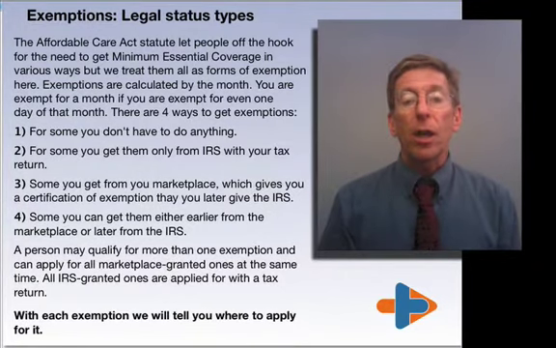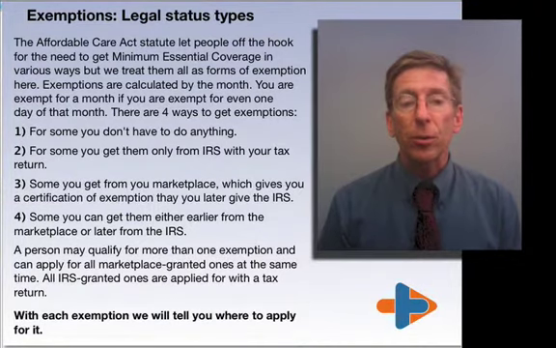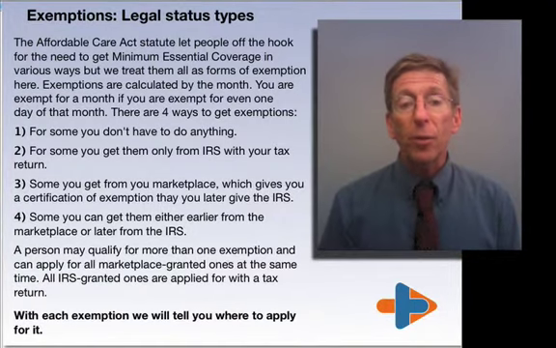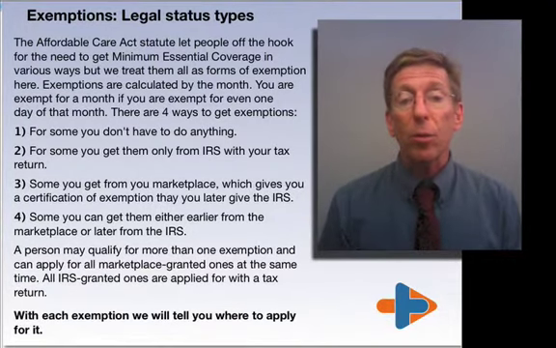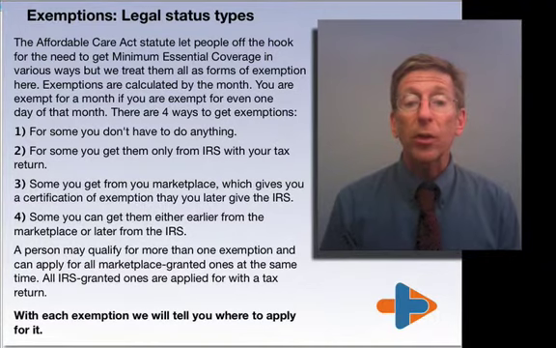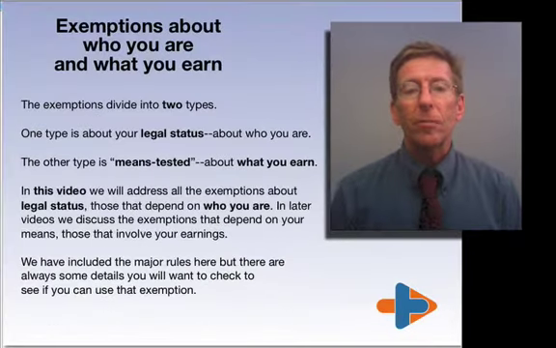1. For some you don't do anything. 2. For some you get them from the IRS with your tax return. 3. Some you get from the marketplace, which gives you a certification of exemption that you later give to the IRS. 4. Some you get either earlier from the marketplace or later from the IRS. A person can qualify for more than one exemption and can apply for all marketplace granted ones at the same time. All IRS granted ones are applied for with the tax return. For each exemption, we will tell you where to apply for it.